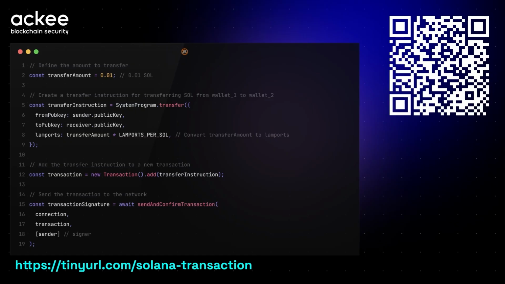Then you take the instruction and add the transfer instruction to a new transaction, which is done on line 12. So you create a new transaction and then add the transfer instruction. And lastly, you take the transaction and you send the transaction to the network. You can see you take the transaction, you have created the connection, which again you will see in the code. And lastly, you specify the sender, which is the signer of the transfer.